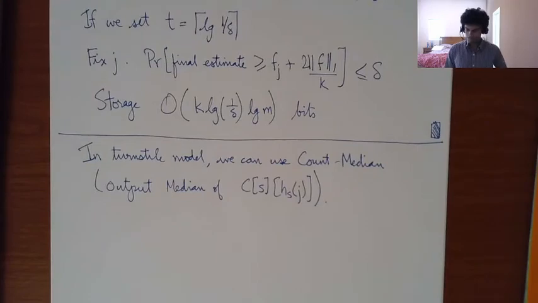Wait, so we wanted to find all the elements with frequency more than m over k, right? We wanted to find the elements, that's right. So it seems like this is not a very good approach, like there might be elements that are very infrequent.